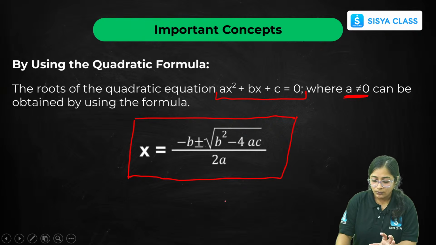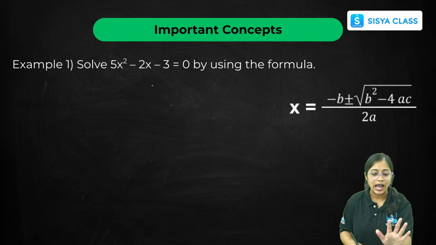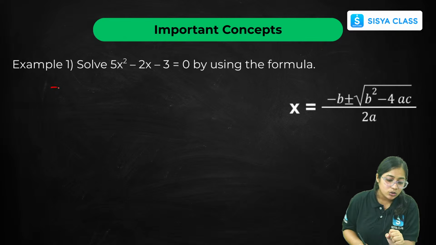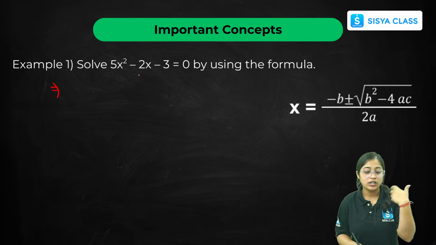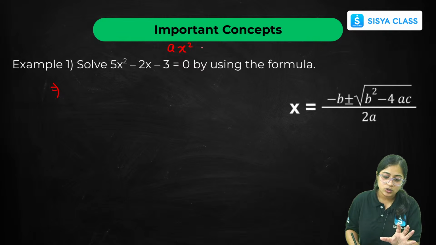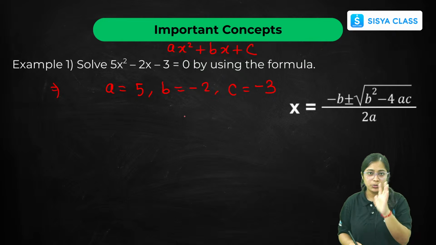For example, if I ask you, so here we have one quadratic equation, that is 5x square minus 2x minus 3 equal to 0, right? So if we compare this with the general quadratic equation, that is ax square plus bx plus c, right? So what is my value of a here? My value of a is 5, my value of b is minus 2, and my value of c is minus 3, right? These are the values of a, b and c.